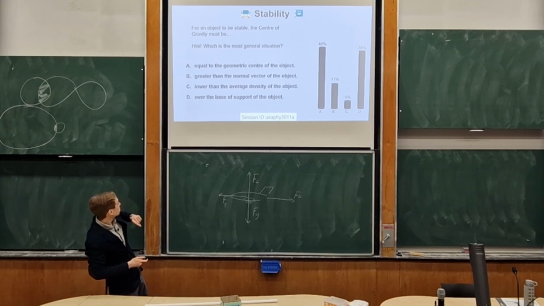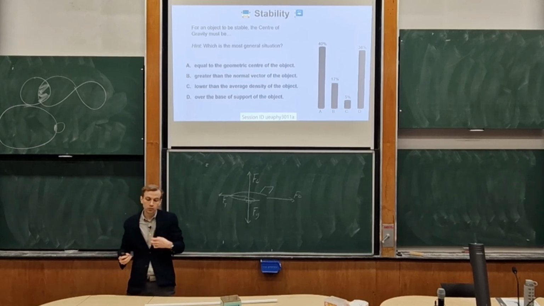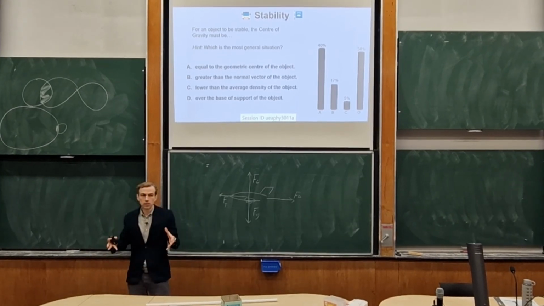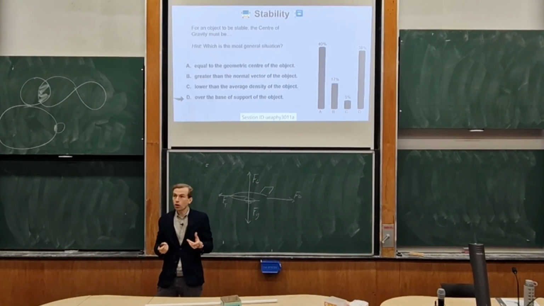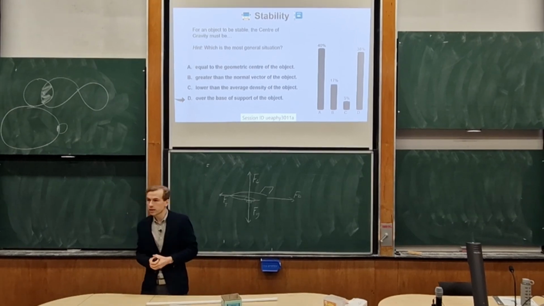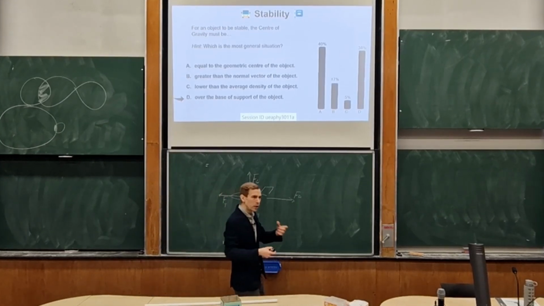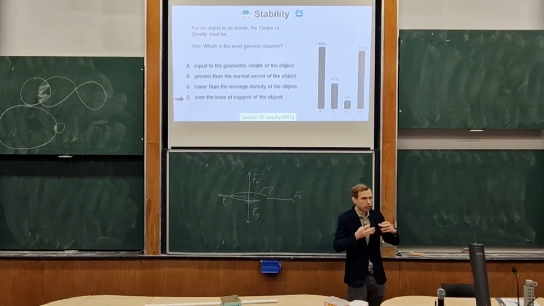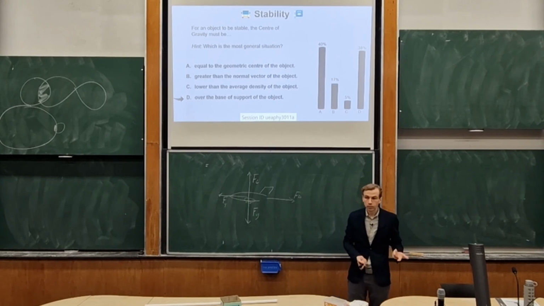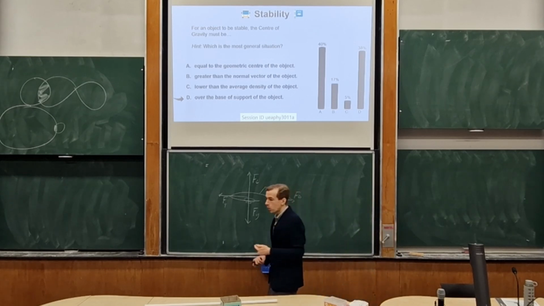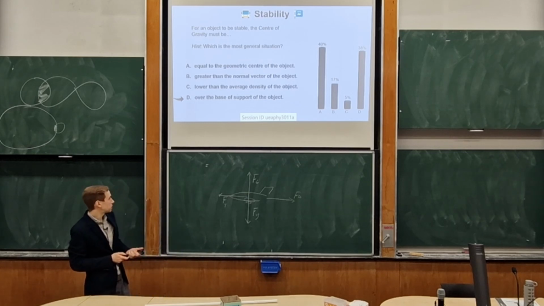So if we want something to be stable, what we actually want is for our center of mass to be over what we call the base of support of the object. So that's option D. Very well done, people who got option D, because again, it's a bit of a tricky one. We have a couple of pieces of jargon there: the center of mass, the geometric center, and the base of support. So let's take one slide to look at all of these things in practice.